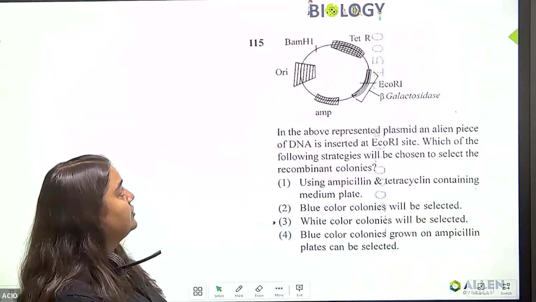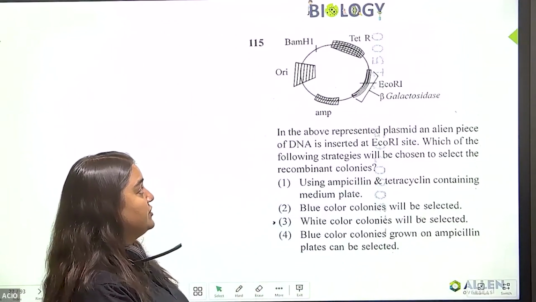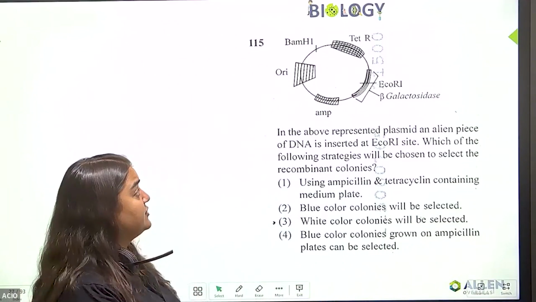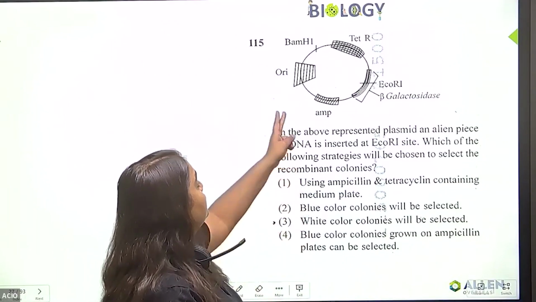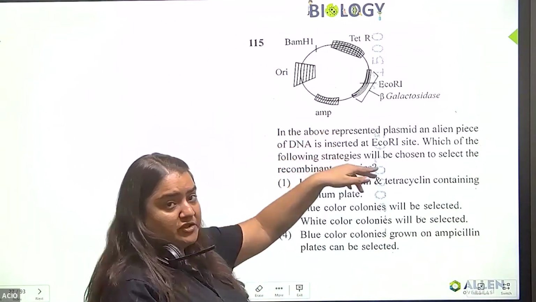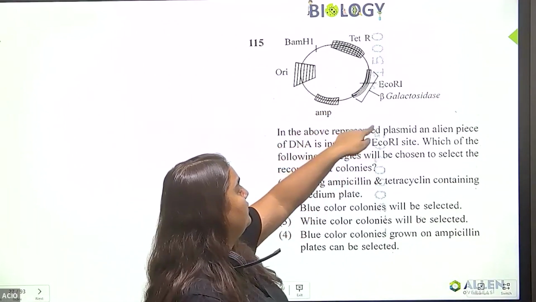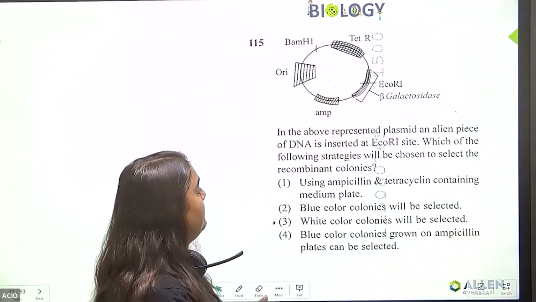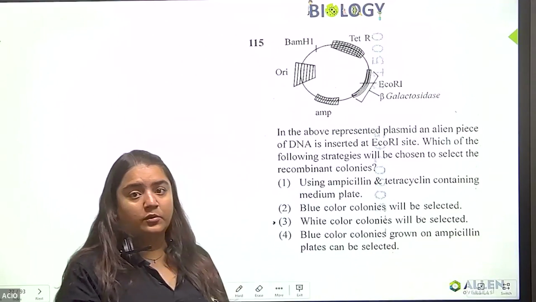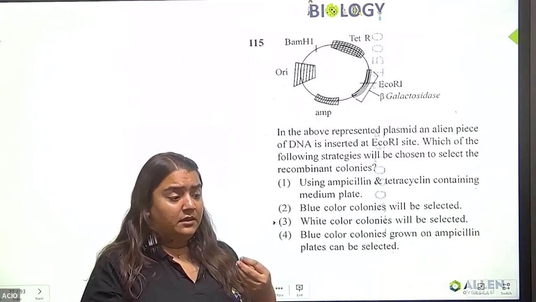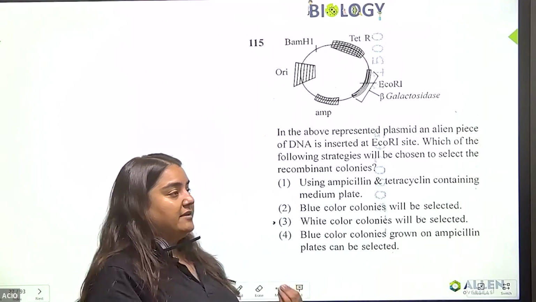Now we move on to 115. Let's read the question. They have given us a vector. Over here, we have restriction sites and the ORI site. We have restriction sites for 2 enzymes, BamHI and EcoRI, and 2 antibiotic resistance sites, tetracycline and ampicillin, and 1 ORI. The above represents a plasmid with alien DNA inserted at the EcoRI site. That means the plasmid now has the insert, that means rDNA. Which of the following strategies will not be chosen to select the recombinant colonies?